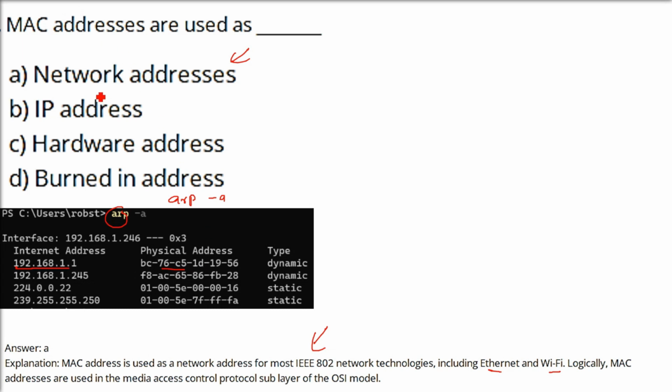So that is why I'm saying that MAC address is used as a network address for most IEEE 802 network technologies, including Ethernet and Wi-Fi. So logically, MAC addresses are used in the media access control protocol sublayer of the OSI model. MAC addresses are used as the network address because that is how you send the packet. Only knowing the IP will not do the service. You need to have a combination of IP along with MAC in order to communicate in a computer network.